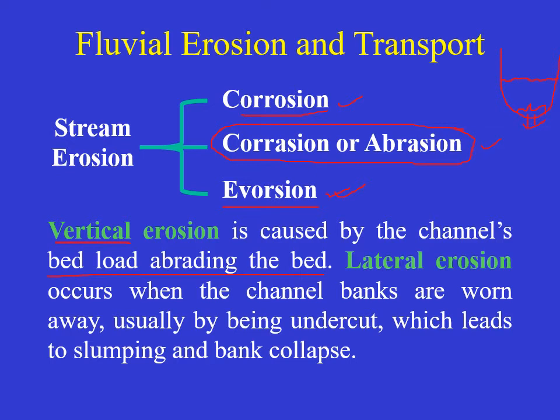So all these areas are in direct contact with the river water, so they can be directly eroded by these three processes: corrosion, corrasion and abrasion. But what about this upper portion, these two portions? It happens that this lower portion, where the river water is directly in contact with the channel bedrock, is eroded. So often this portion is eroded and the river channel now becomes this.